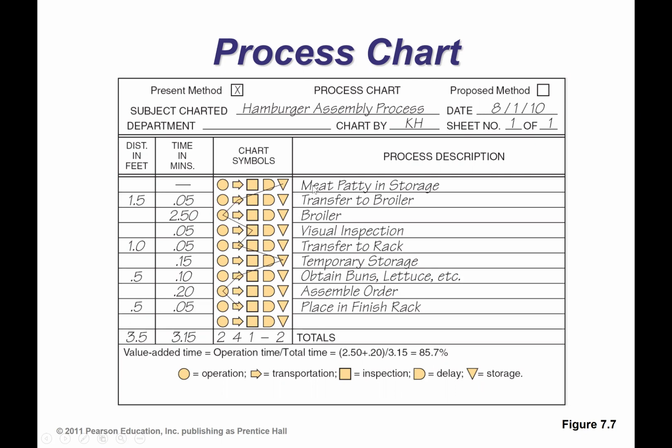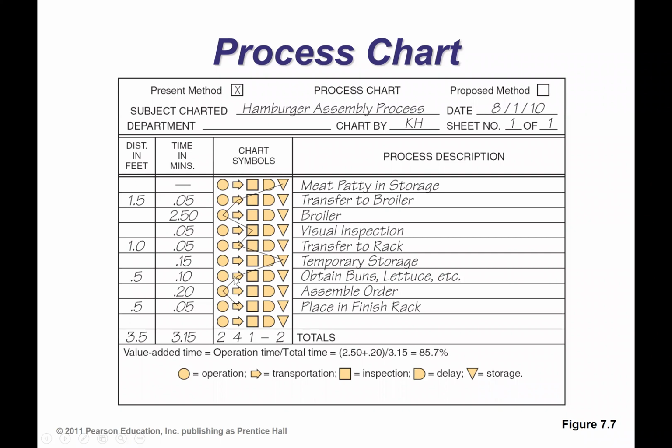So you move the meat patty from storage, right? You're going to transfer it to the boiler, and at the boiler some operation gets done. See, operation gets done there. And then it is moved for inspection. It's inspected, and it tells you how long the inspection takes in minutes. This is 0.5 minutes for inspection, a short time. Then it goes to be transferred to the rack. So it's a movement, that's why it's under transportation here. See it? It moves to temporary storage, right?